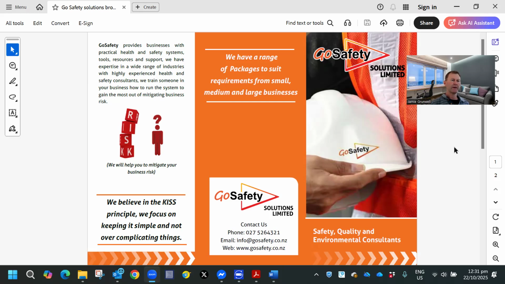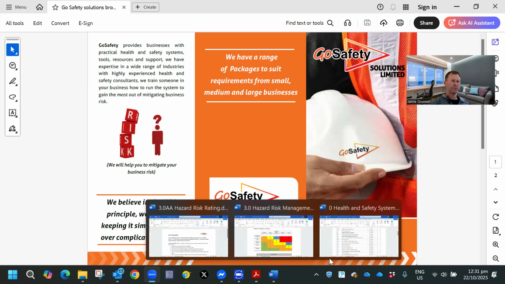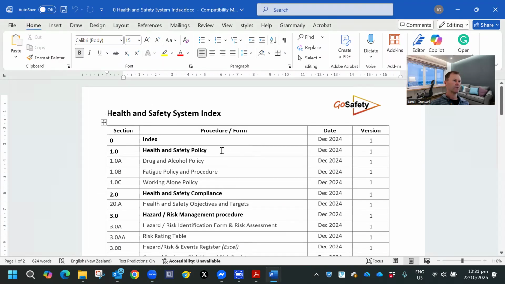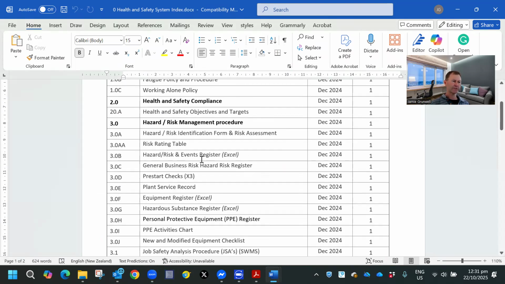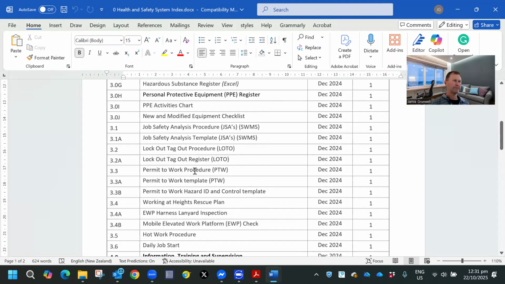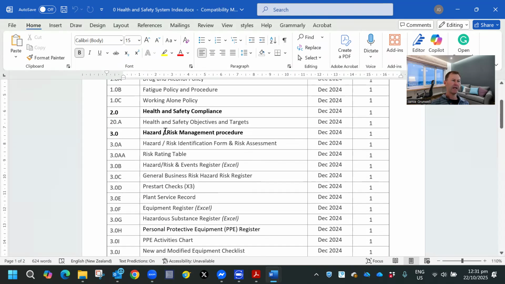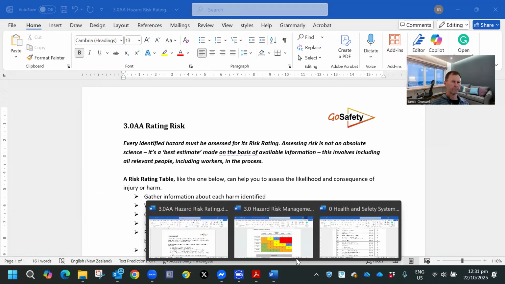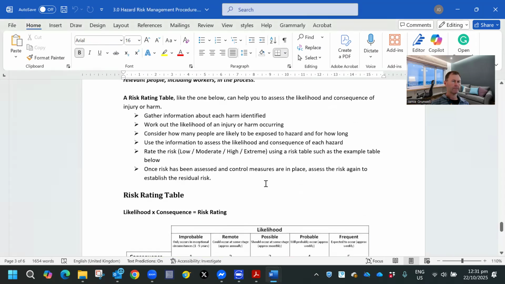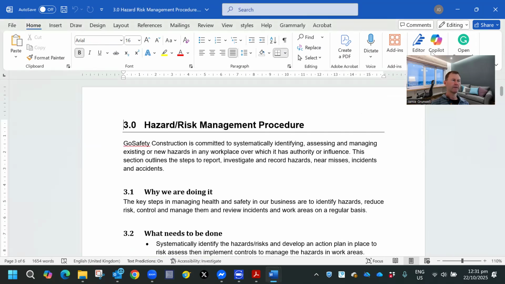Today I'm going to talk a little bit about the hazard register and about risk and the risk rating table. So if we go down to our index, we can see under 3, we've got all the hazard and risk management processes and tools. And number 3 is the hazard risk management procedure. So if we quickly open that up, you can see that we've got our hazard risk management procedure.